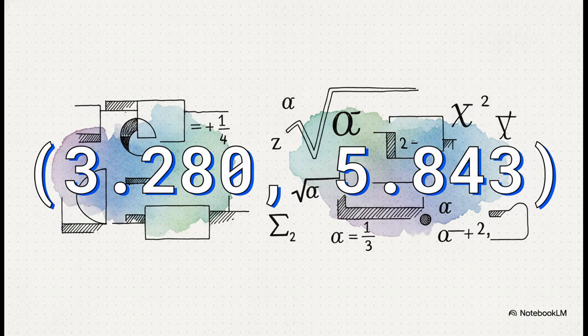And now for the easy part. To get our interval for the standard deviation, we just take the square root of those two numbers. And there we have it. We're 95% confident that the true population standard deviation is between 3.280 and 5.843.